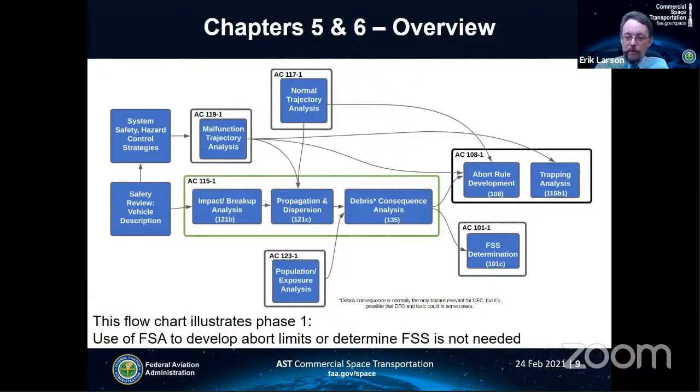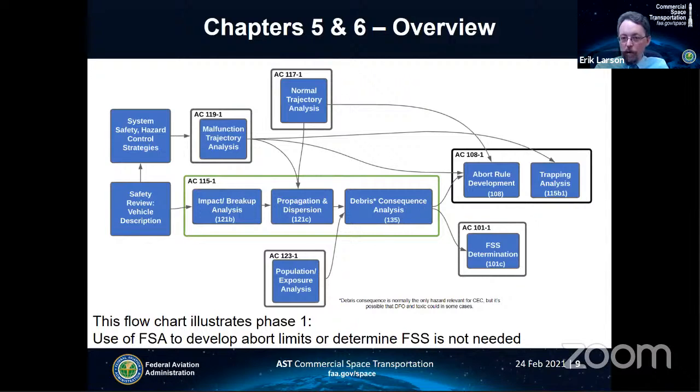These feed into two key elements of the analysis. One is the malfunction trajectory analysis. You learn from the vehicle what kinds of malfunction trajectories are possible and how you're going to model those. You learn from the vehicle description how it could break up, and that informs your breakup analysis.